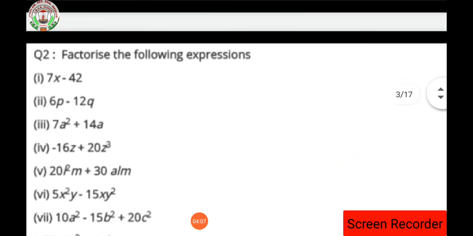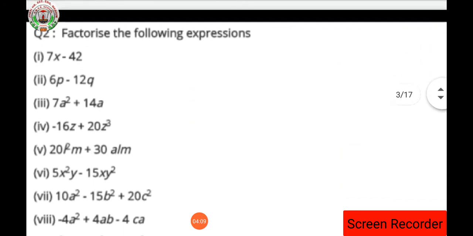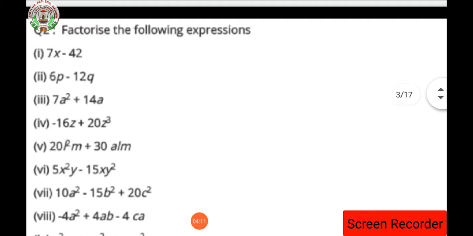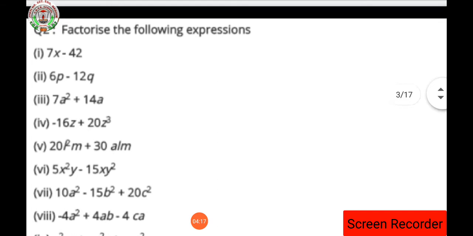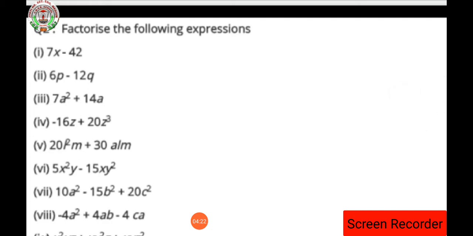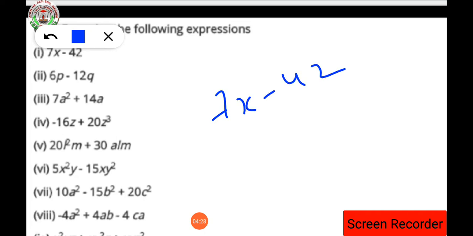It's the required answer. In the same way, for question number 2 we will have the revision. It is said to factorize the following expression. So here we are going to factorize the following expression. What is the factorization of the following expression? That is 7x minus 42 we are having over here.